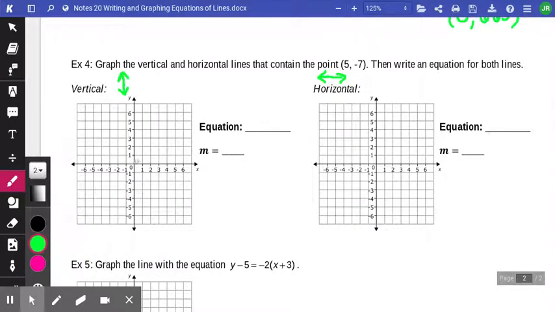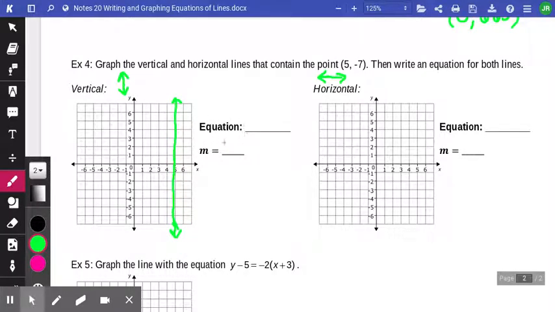So first thing you'll need to do is put your pencil at the origin and then plot the point 5, negative 7. So 5 means to the right, 1, 2, 3, 4, 5. Negative 7 means down, 1, 2, 3, 4, 5, 6, 7. If I'm plotting a vertical line, that means I'm going to go straight up. Forgive me, that's kind of difficult, and straight down. So there's my vertical line.